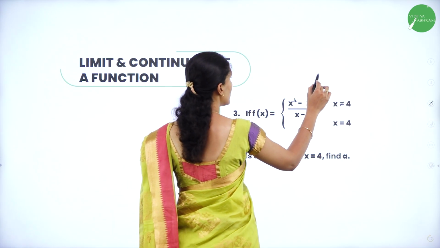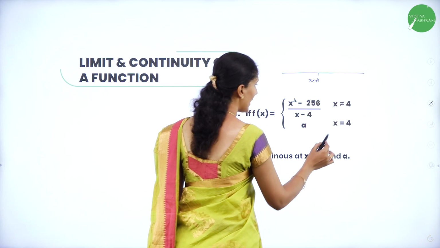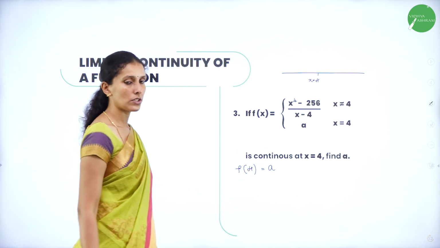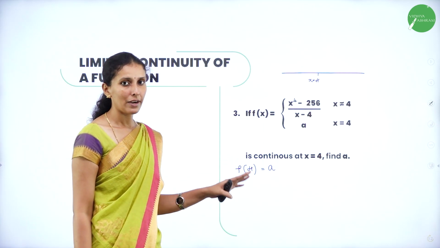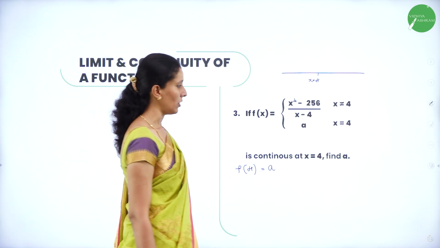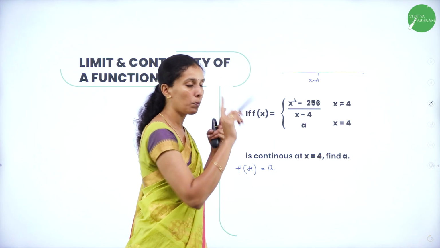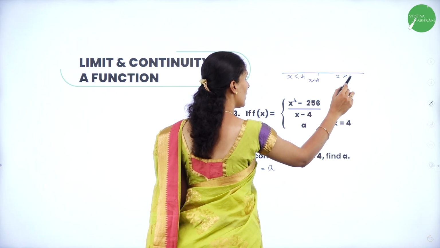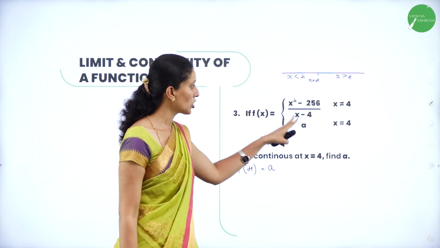Now if this is the point 4, this is x equal to 4. Now at the point x equal to 4, f of 4 value is a, which is a constant. We have to find what is the value of a. But we know the left hand limit, right hand limit and functional value are the same. If we find LHL, RHL, we can find the functional value. But here, for x not equal to 4, we have two possibilities: x can be less than 4 or x can be greater than 4. So for both left hand limit and right hand limit, the function is the same.